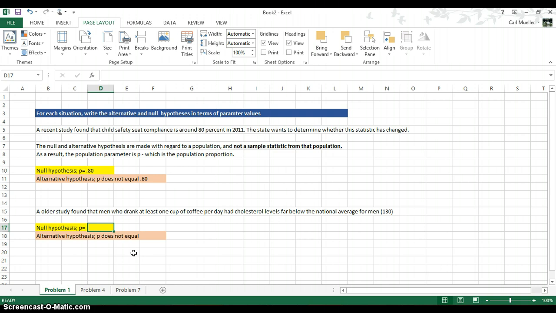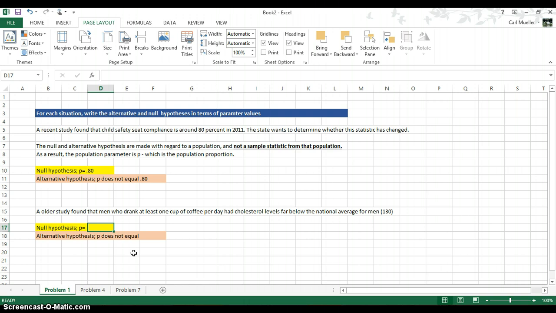So our first question: a recent study found that child safety seat compliance is around 80%, and the state wants to determine whether this statistic has changed. So what is our null hypothesis in this case? But before getting to that, I'm going to emphasize what the null hypothesis means. If you can sum it up in a couple of words, it is whether or not there is an observed difference or a measurable effect with regard to what you're investigating.